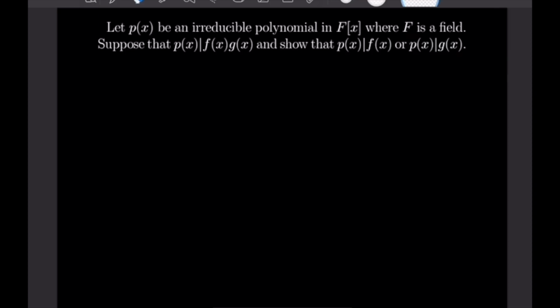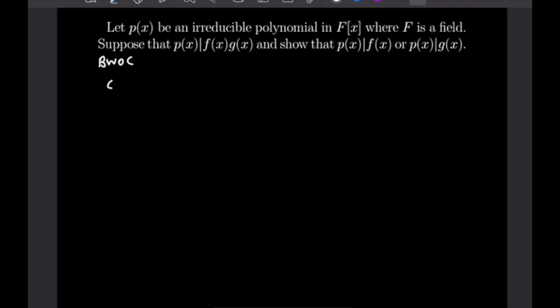So for our last example, we're going to let p of x be an irreducible polynomial in F adjoin x, where F is a field. We want to suppose that p of x divides the product of f of x and g of x, and show that p of x either divides f of x or p of x divides g of x. So we're going to do this proof by way of contradiction, and we're going to break it into some cases.